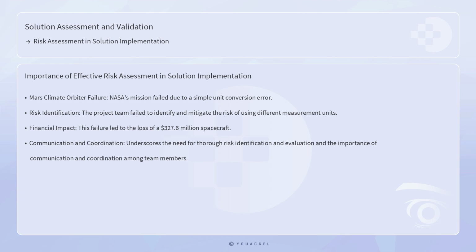Real-world examples highlight the importance of effective risk assessment in solution implementation. One notable case is NASA's Mars Climate Orbiter mission, which failed due to a simple unit conversion error. The project team failed to identify and mitigate the risk of using different measurement units, leading to the loss of a $327.6 million spacecraft. This underscores the need for thorough risk identification and evaluation, as well as the importance of communication and coordination among team members.